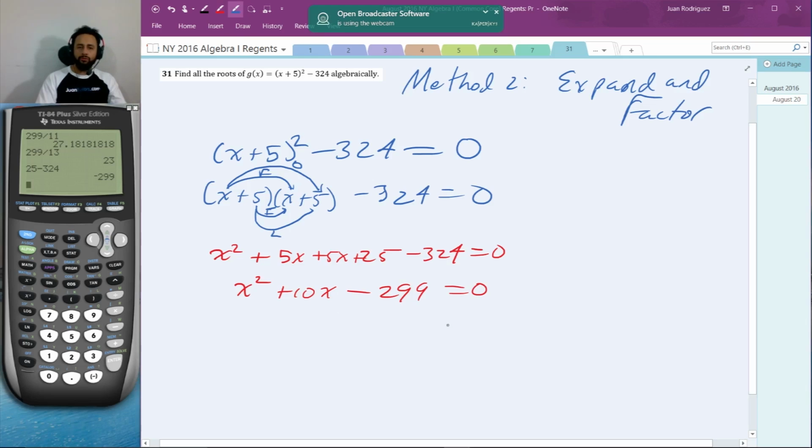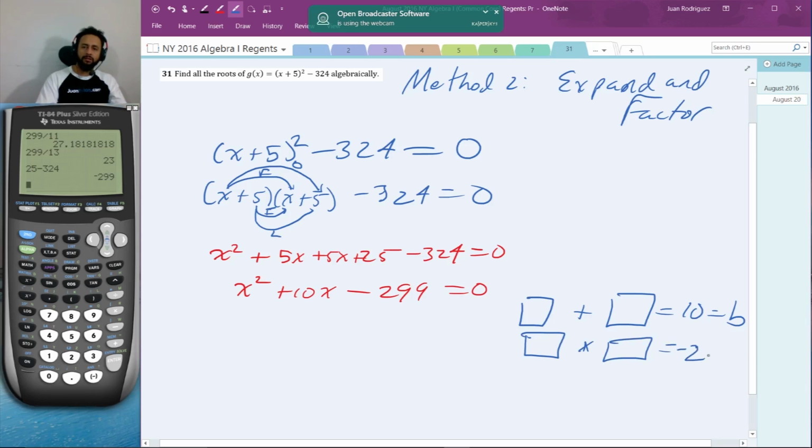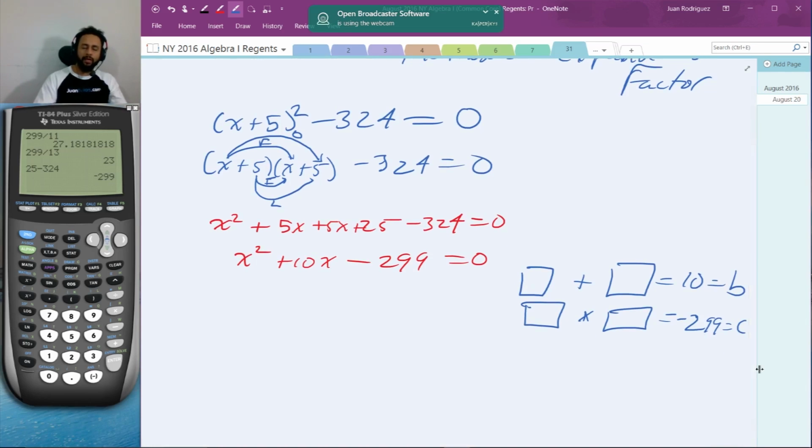You need two numbers whose sum is b, and also the same two numbers whose product is c. Okay, so the benefit of the factor rainbow is that the number of ways to add to 10 is infinite, even with the integers, but the number of integer factors of negative 299, or of c, is finite.